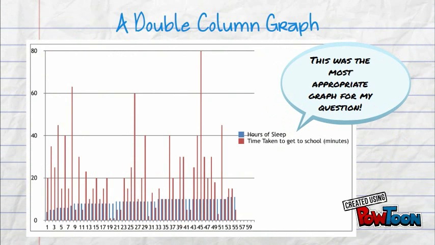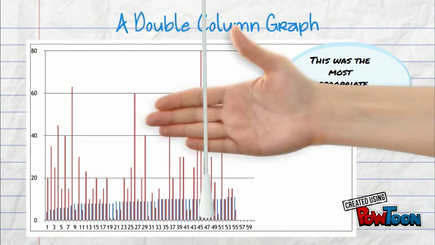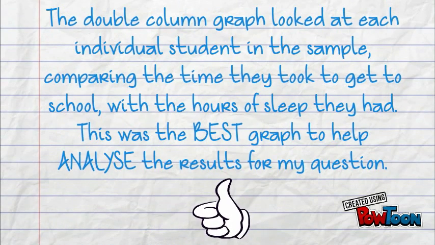I created a double column graph. This was the most appropriate graph for my question. The double column graph looked at each individual student in the sample, comparing the time they took to get to school with the hours of sleep they had. This was the best graph to help analyse the results for my question.